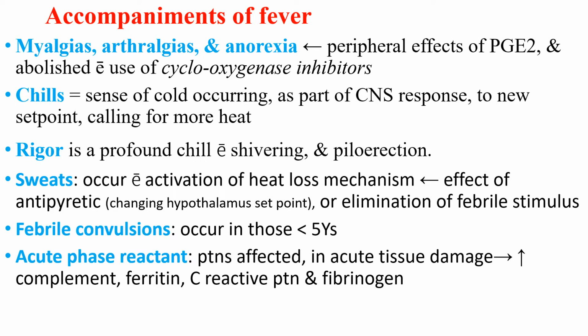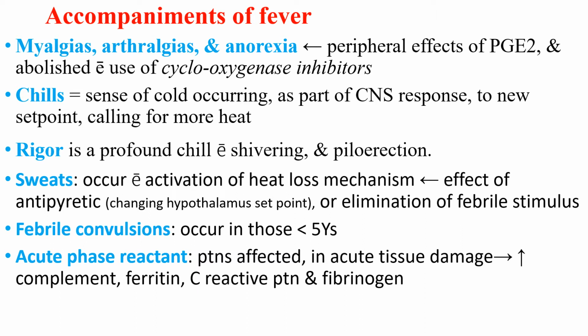Chills equal sense of cold occurring as part of CNS response to new set point calling for more heat. Rigor is a profound chill with shivering and piloerection, of the muscle of the hair. Sweats occur with activation of heat loss mechanism due to effect of antipyretic or elimination of febrile stimulus.